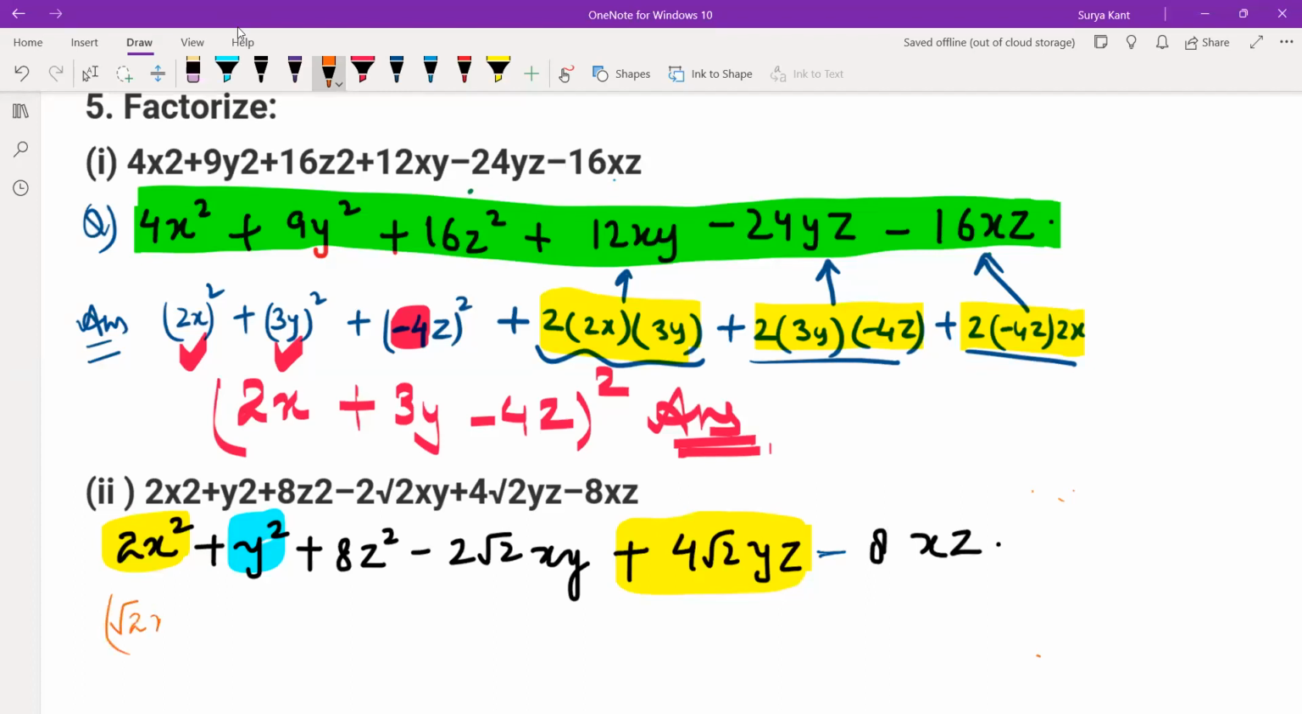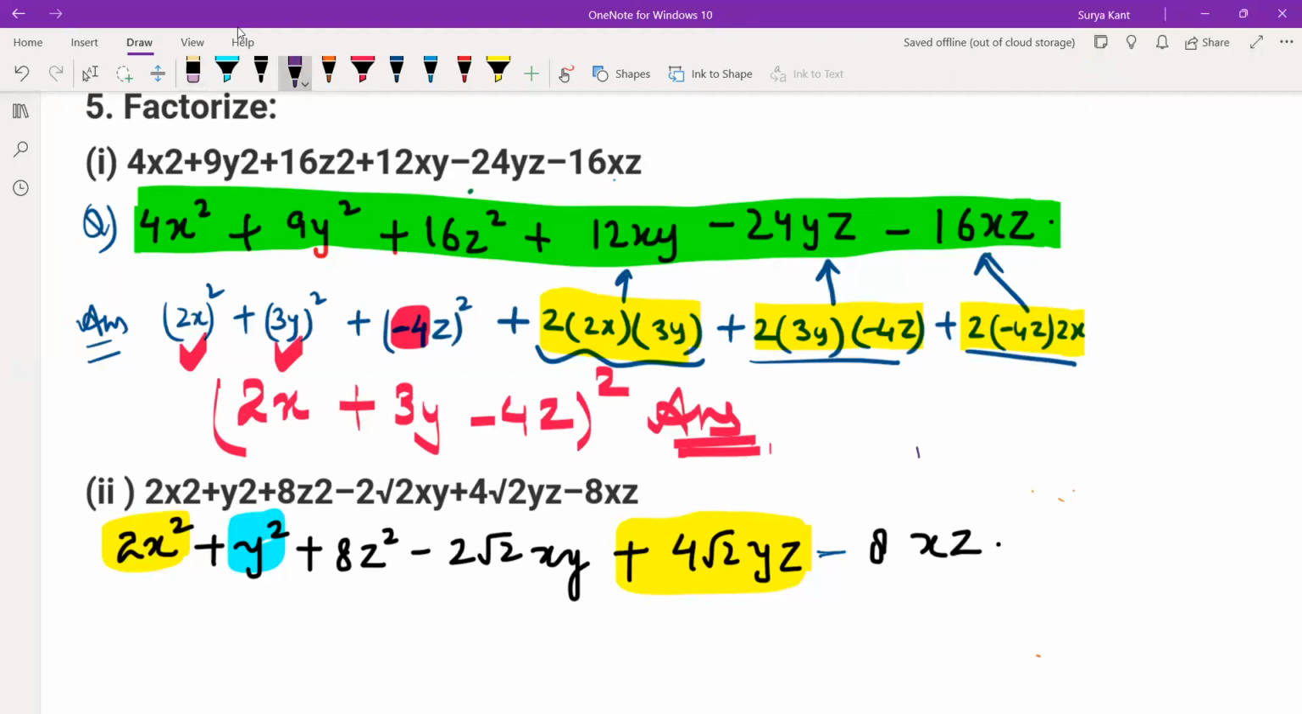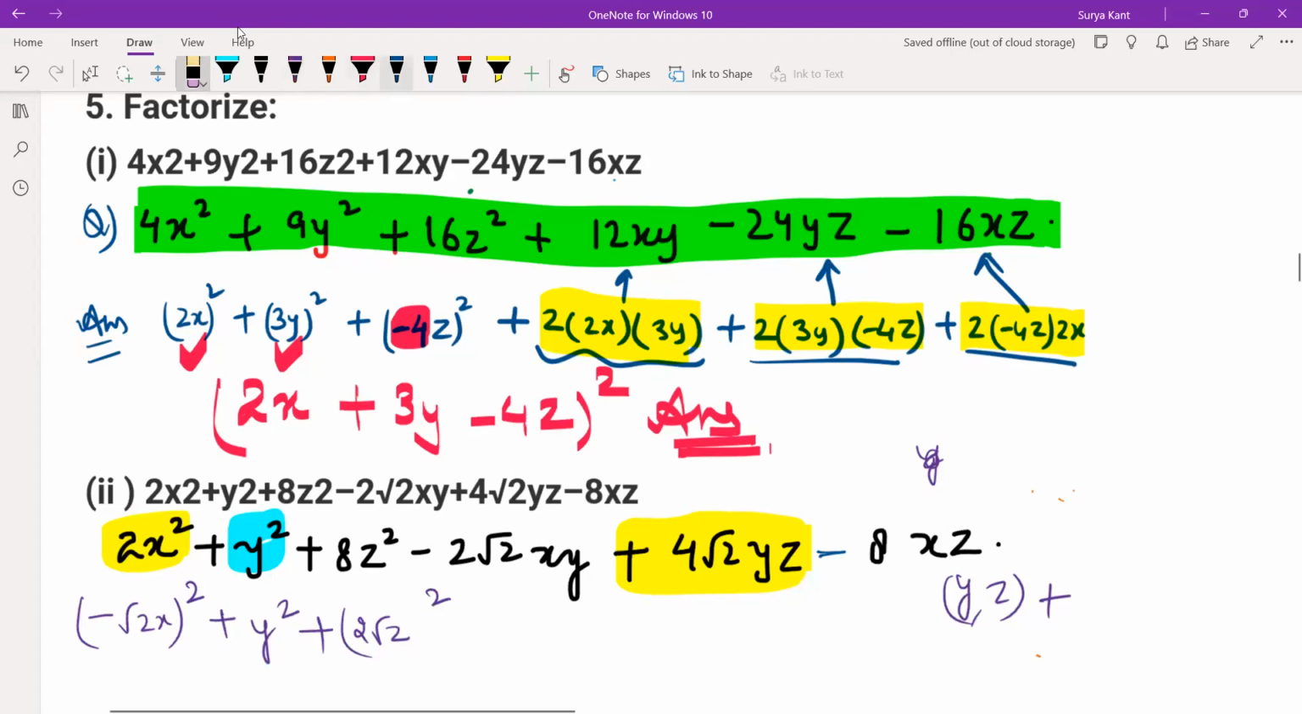Okay. So we can write root 2x square. First you write which is positive. Which is positive here? Y and z is positive, okay? So x is negative. So we have to write here minus root 2x whole square plus y square plus, what can you write for 8? 2 root 2z whole square. Again, plus 2 into minus root 2x, into y.